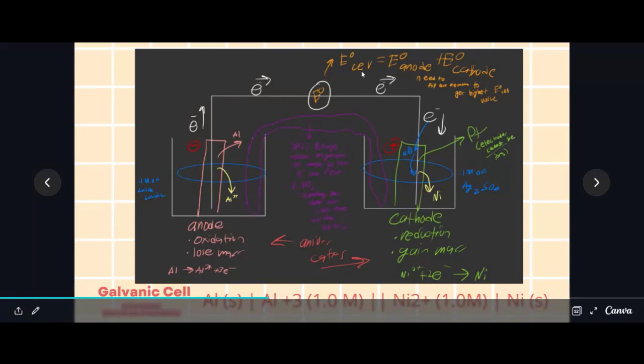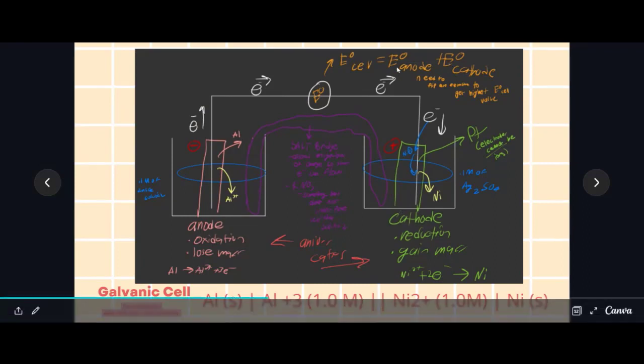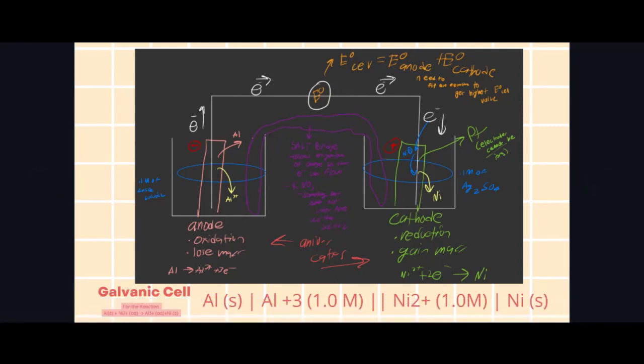And we talk about E standard cell potential when both of the solutions are 1 molar. This is really important. What happens when it's not 1 molar? We'll talk about that as well later on. So essentially, the formula is E anode plus E cathode. In some textbooks, you'll say that it's E cathode minus the E anode. And so essentially, both mean the same thing, but there's a few key differences.